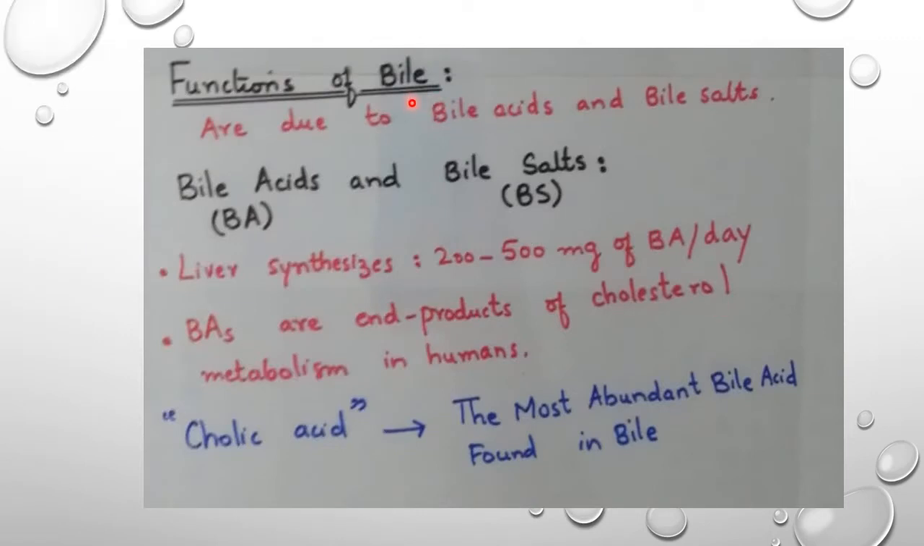As we know that bile contains bile acids and bile salts, all the functions of bile are due to bile acids and bile salts. The liver can synthesize 200 to 500 milligrams of bile acids per day. Bile acids are basically end products of cholesterol metabolism in humans. And cholic acid or cholate is considered the most abundant bile acid present in bile.